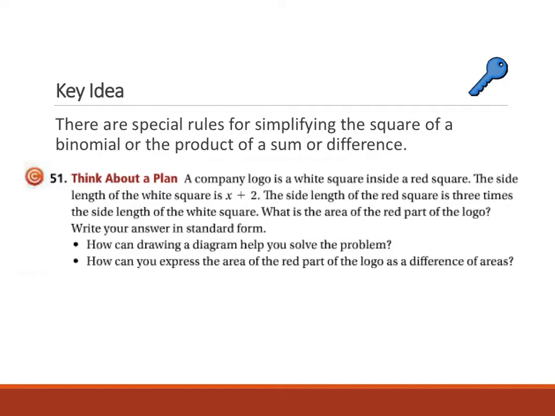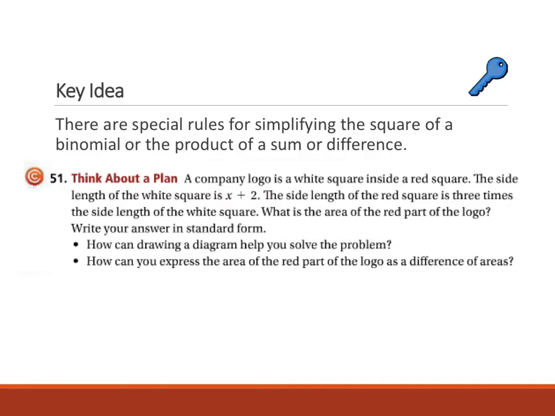A company logo is a white square inside a red square. The side length of the white square is x plus 2. The side length of the red square is 3 times the side length of the white square. What is the area of the red part of the logo? They're going to ask you to write your answer in standard form. Then what they do is give you 2 questions that are designed to help you solve the problem.